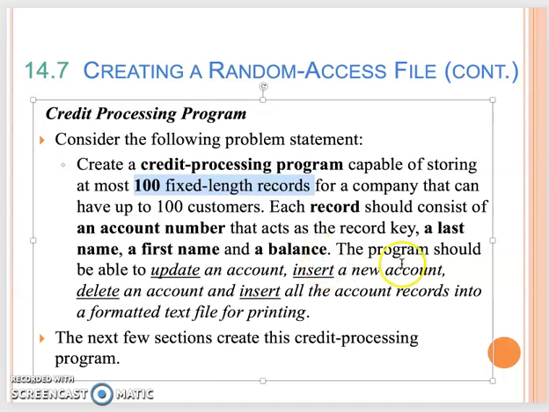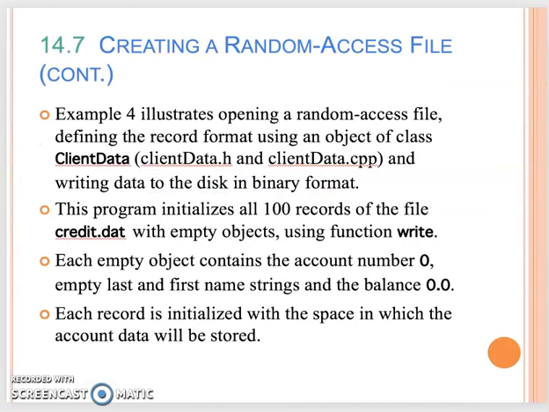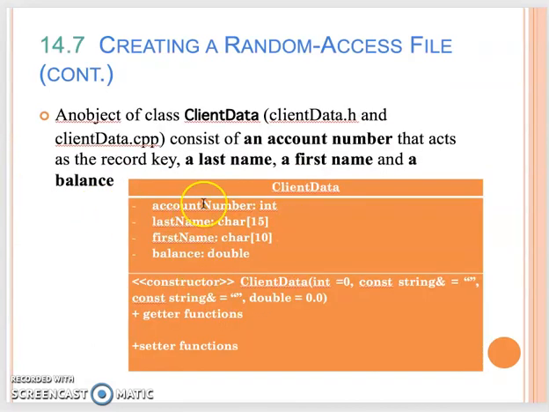So later when we access this file, we should be able to update account information. We can add a new account. We can delete the account. Or we can insert the account record into a pre-formatted text file for printing. So that's what we'll do in the case study. But the first thing is we want to ask, how should I create a random access file with 100 fixed length records? So the first thing is we need to have the record we want.